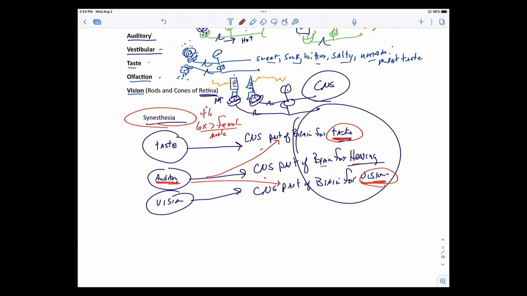I've read about other people who are synesthetes, and the synesthetes actually feel sorry for the people who do not have synesthesia, because they'll say that their world of sensation is so much more rich, so much more creative than people that don't have this cross-modal wiring.